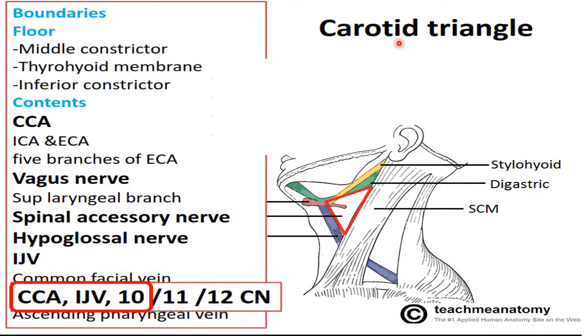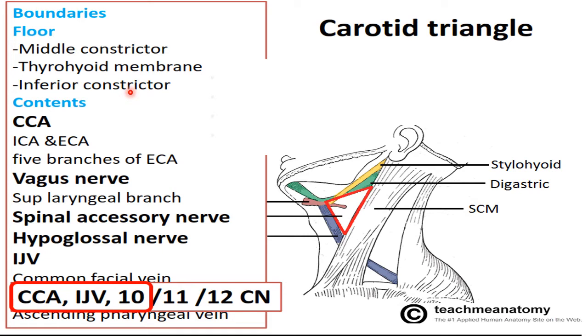Coming to the floor contents. We have seen the three boundaries: posterior boundary, antero-superior boundary, and antero-inferior boundary. Now we are going to identify the floor. The floor is formed by three structures: the middle pharyngeal constrictor, the thyrohyoid membrane, and the inferior pharyngeal constrictor. These three form the floor of the carotid triangle.